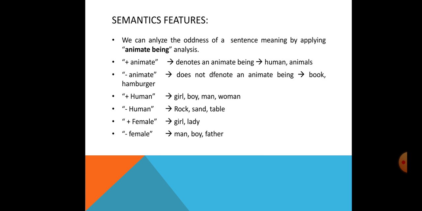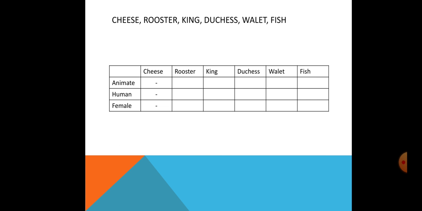Here are the semantic features. For example, cheese, rooster, king, duchess, wallet, and fish. Cheese is non-animate, it is non-human, it is non-female. Meanwhile, rooster, you can put plus here. Rooster is animate, and negative for human, and negative for female.